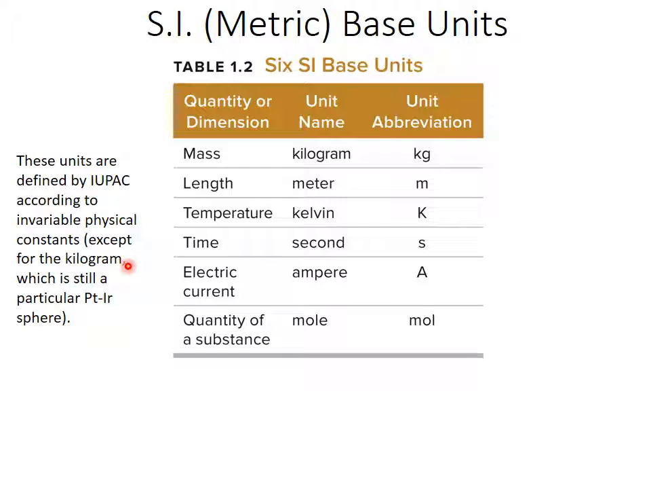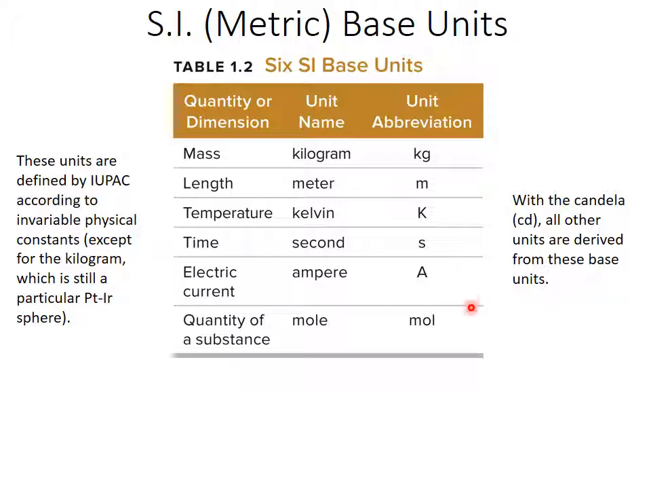The kilogram, though it's due for an overhaul, is still currently a particular sphere made out of a platinum iridium alloy. If you want to hear more, come talk to me. It's a pretty cool story. The only other base unit that I haven't mentioned is the candela. The candela is a measure of light intensity, so we don't tend to use it a whole lot as chemists.